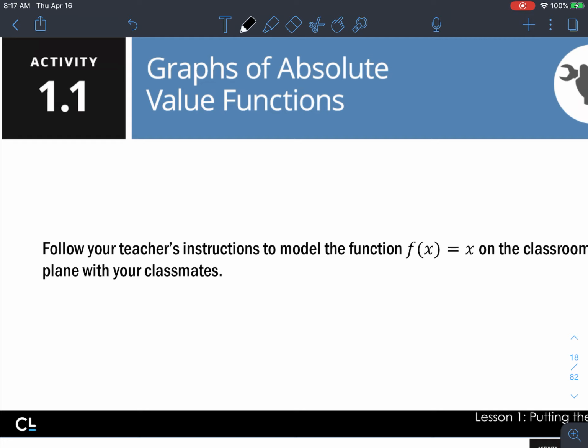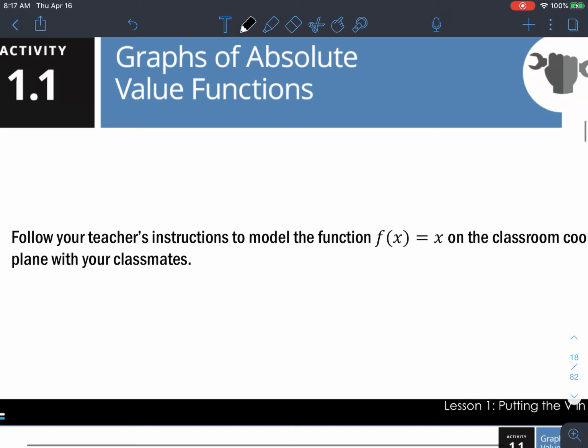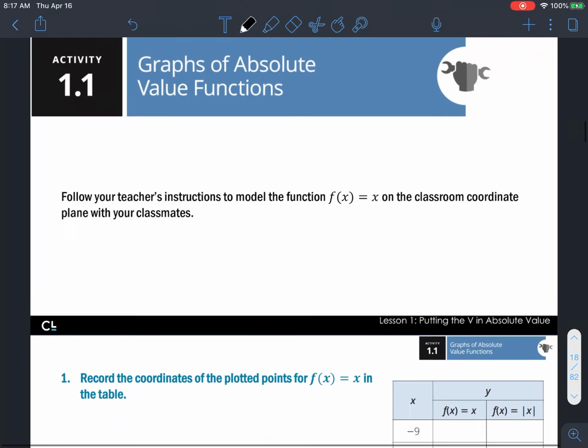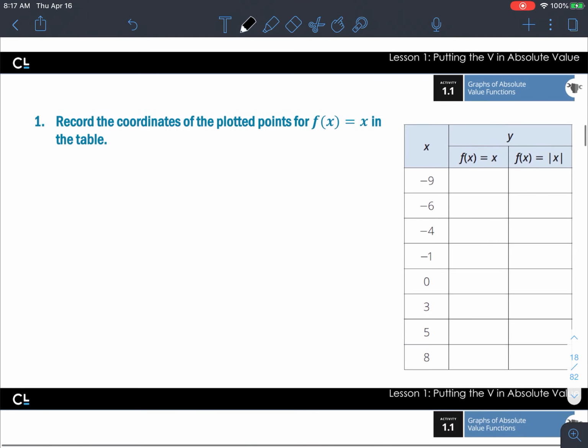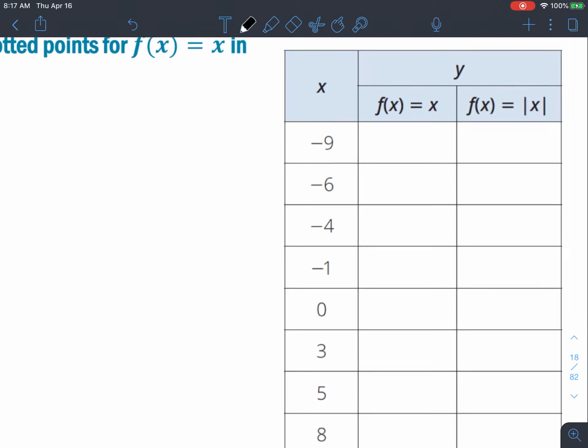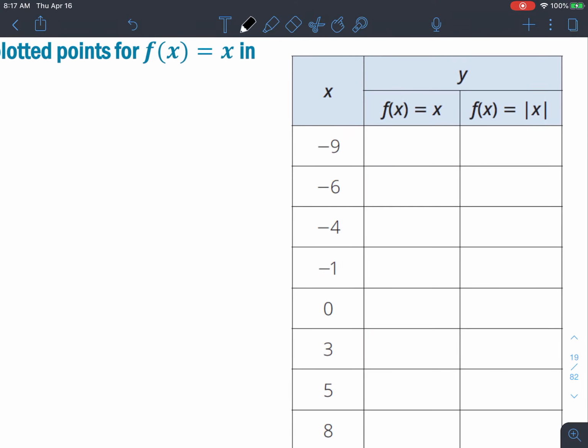So graphs of absolute value functions. Follow your teacher's instruction to model the function f of x equals x on the classroom coordinate plane with your classmates. So it's asking us to record the coordinates of the plotted points for f of x equals x in the table. Essentially, right here, we're going to fill in this part. So it says f of x equals x. So this is our x, and they're just asking us to plug it in.